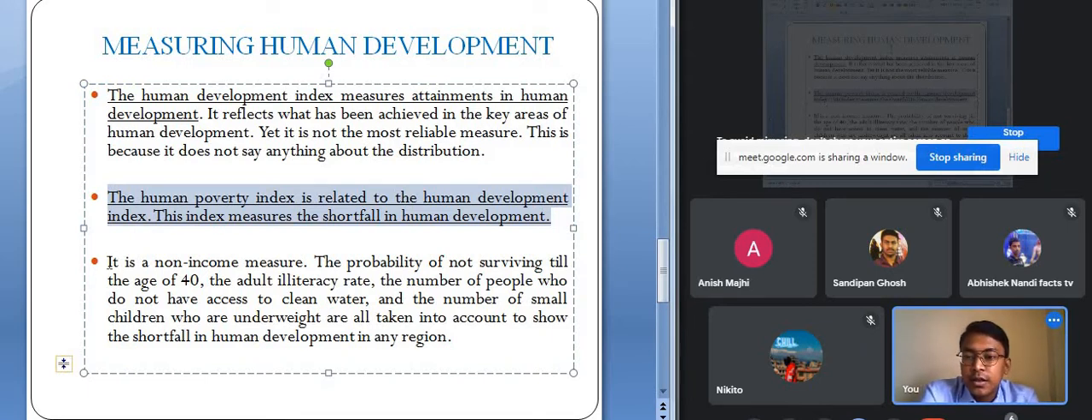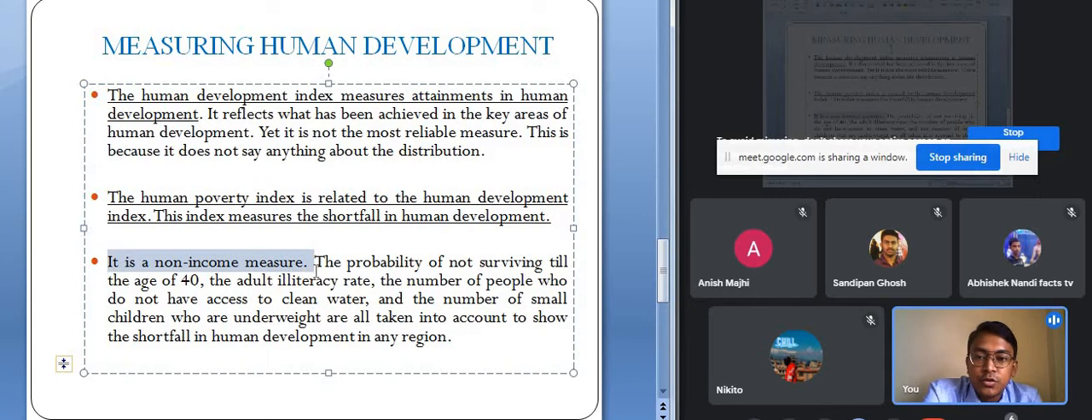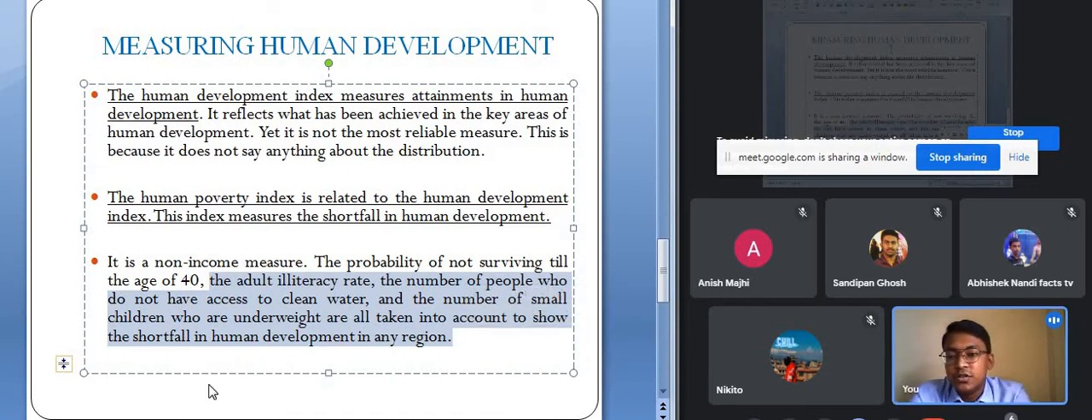So it is a non-income measure. This Human Poverty Index is a non-income measure. The probability of not surviving till the age of 40, the adult literacy rate, the number of people who do not have access to clean water, and the number of small children who are underweight, all are taken into account to show the shortfall in human development in any region. Basically it is a non-income measure. It does not take into account the income level.